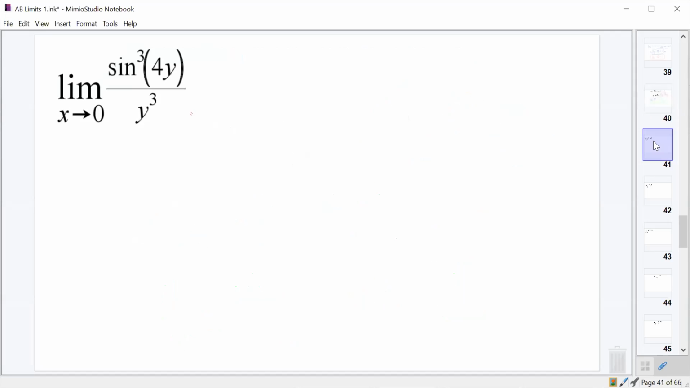All right, let's move forward again then to one that's a little bit more difficult. And I keep meaning every class period to change this. I don't know why I wrote an x there. Let's call that the limit as y approaches 0, sine cubed of 4y over y cubed. Thoughts? What should we do?